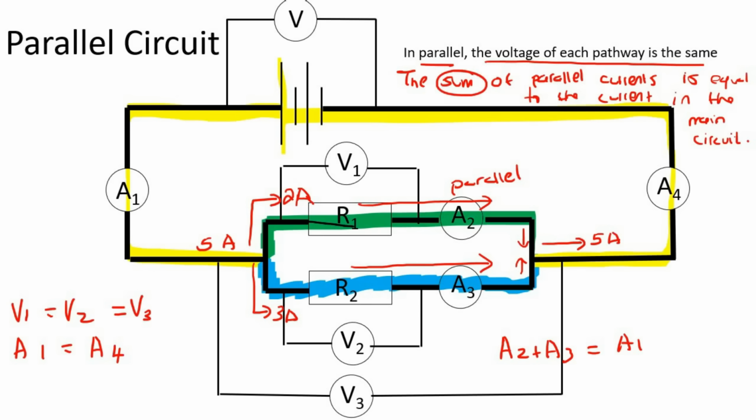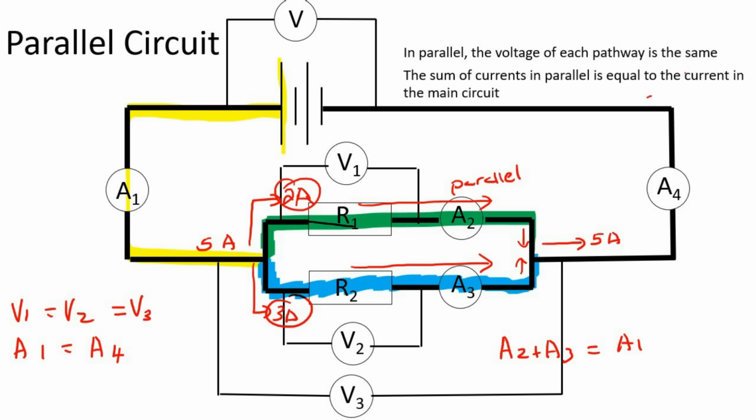When you say sum, it means plus. So when you plus the parallel currents together, so 2 plus 3, that'll be the same as the current in the main circuit. And so there is our next rule. The sum of currents in parallel is equal to the current in the main circuit. Okay, so that's what I've showed you there. So just remember these two rules.